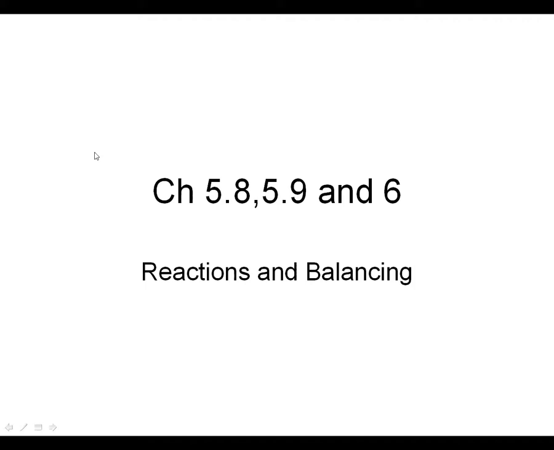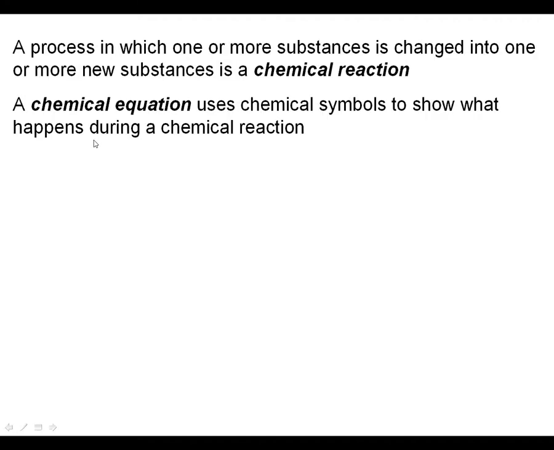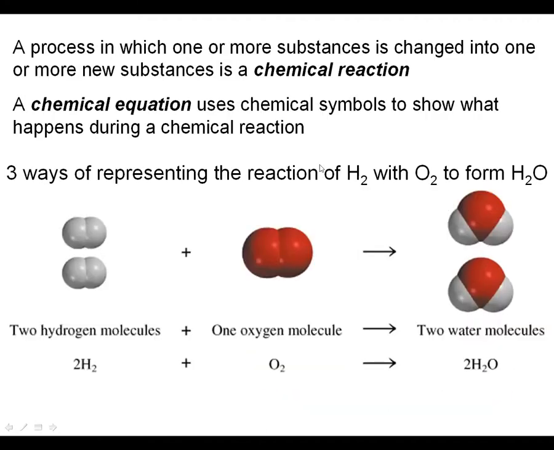So really in these chapters, we're going to first talk about chemical equations and how to balance chemical equations, and then we'll talk about how to identify reactions as a certain type, as a way to classify reactions when we look at them. So the first thing we're going to talk about then is a chemical reaction and a chemical equation.